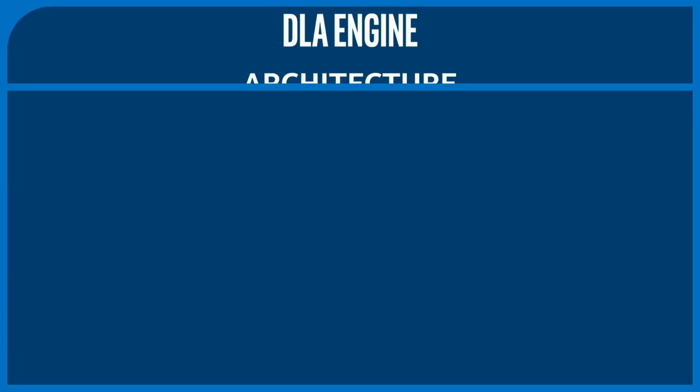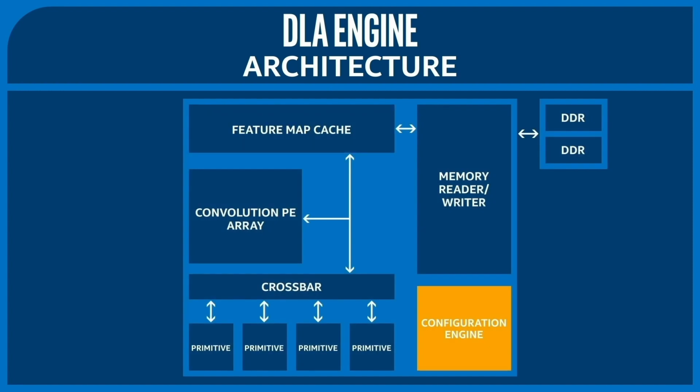The bitstream loaded into the FPGA contains Intel's deep learning accelerator design, which runs the actual vision inference. The DLA engine is comprised of the following elements: a feature map cache for input images, output images, and filter data, an array of convolutional processing elements which use dot product operations to implement matrix math, a crossbar switch which connects processing primitives such as pooling, normalization, and rectified linear unit, or ReLU, a memory interface to external SD-RAM, and finally, a configuration engine which controls the system at runtime.